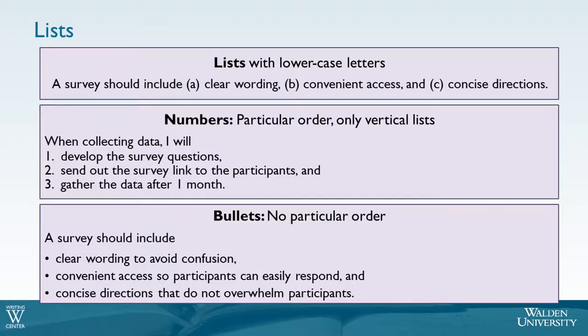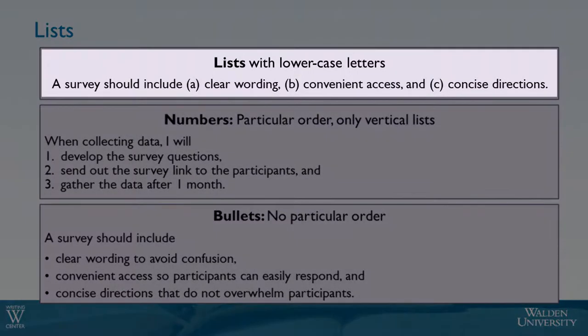be distracting. First, you can outline lists within your sentence by using lowercase letters. This option works well when you have a short list or you want to maintain the cohesion of your writing by keeping the list within a sentence. Note that when using this option, you can only use lowercase letters, as we've shown here.